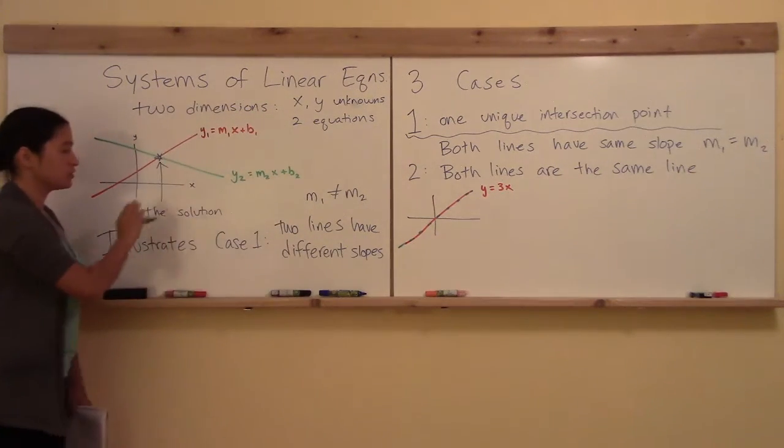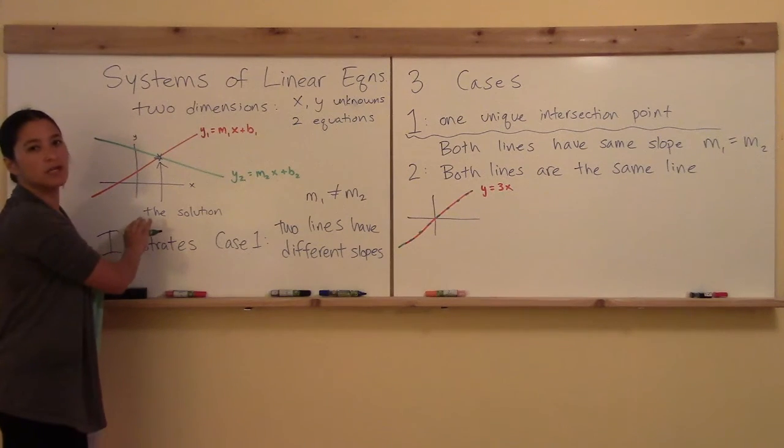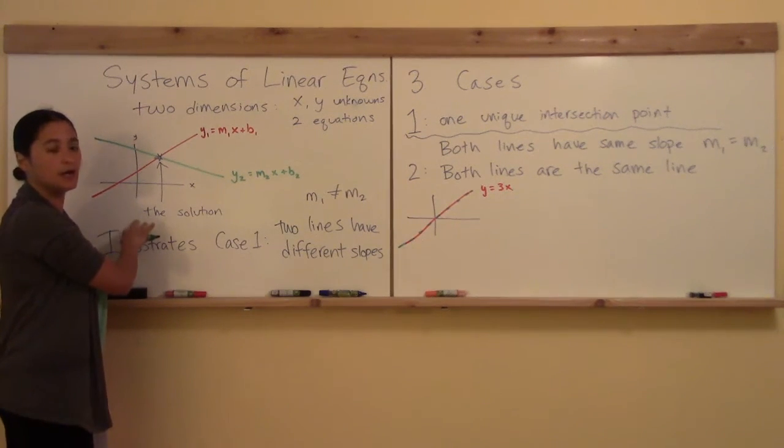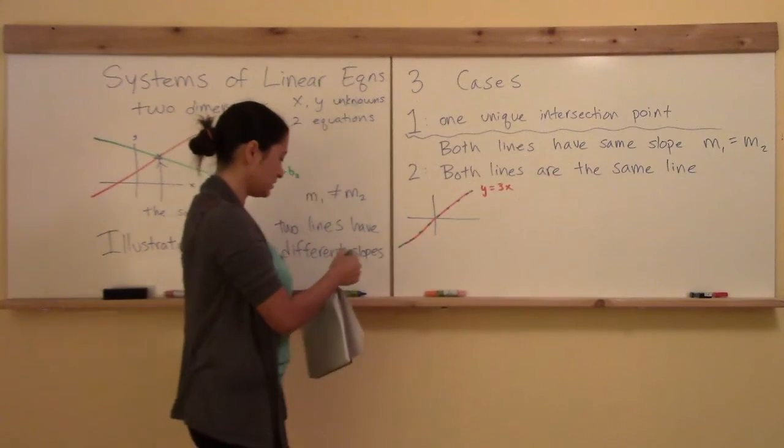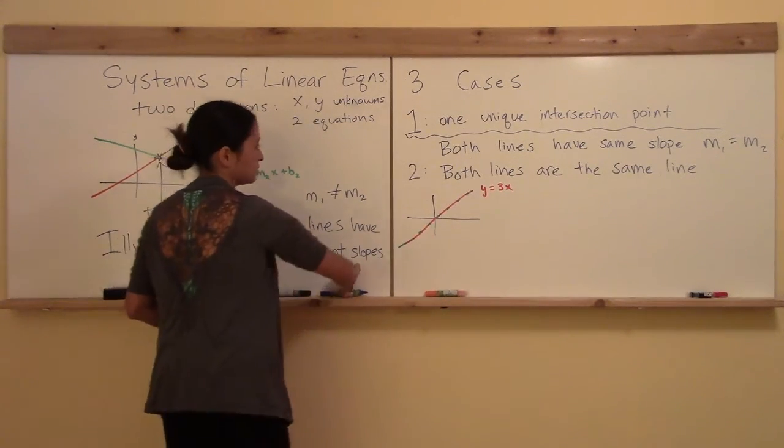Keeping in mind that the solution means that both of the lines have to be obeyed at the same time. Here, the solution is the entire line. So this is the case that we would call infinitely many solutions.